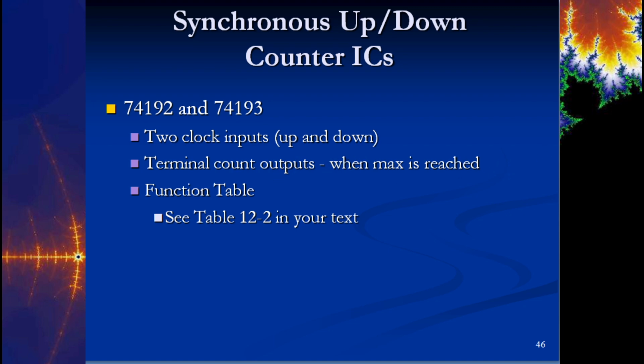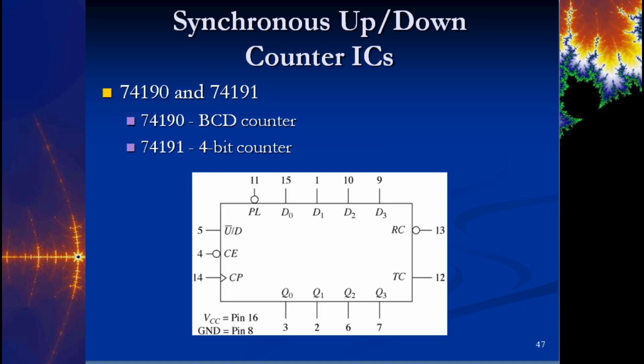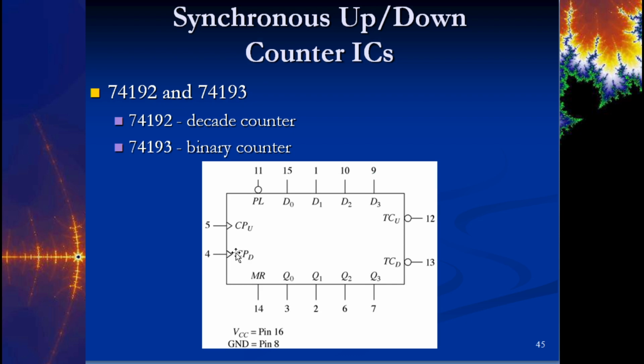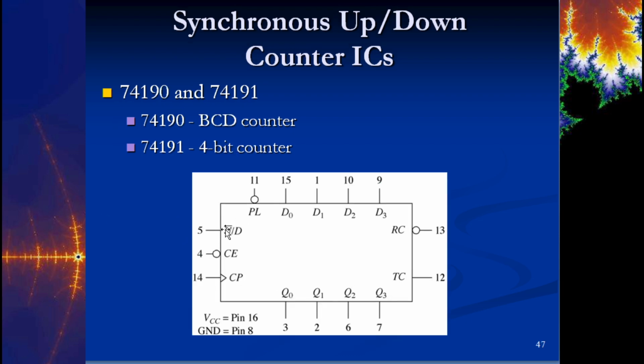So let's go ahead and look at a couple more here. So this is the 74190, which is a BCD counter, and the 74191, which is a 4-bit counter. The 191 is a little bit different than the other two in that they have a few different terminals here, and it operates a little bit differently. Instead of having a specific terminal to count up or to count down, you have one single input, and if it's low, that means that you count up, and if it's high, that means you count down.